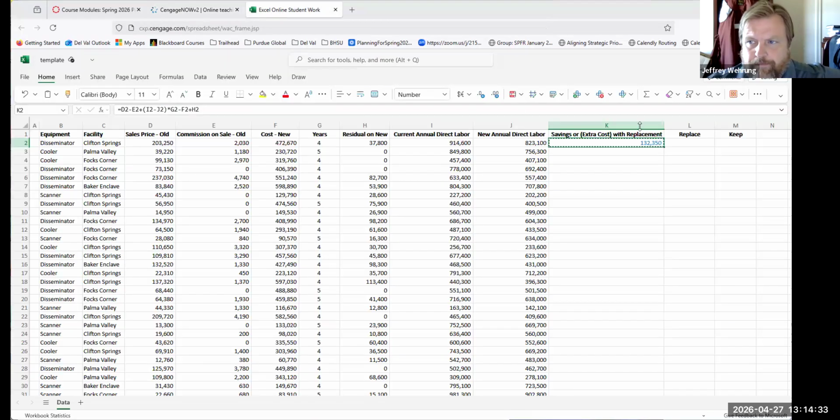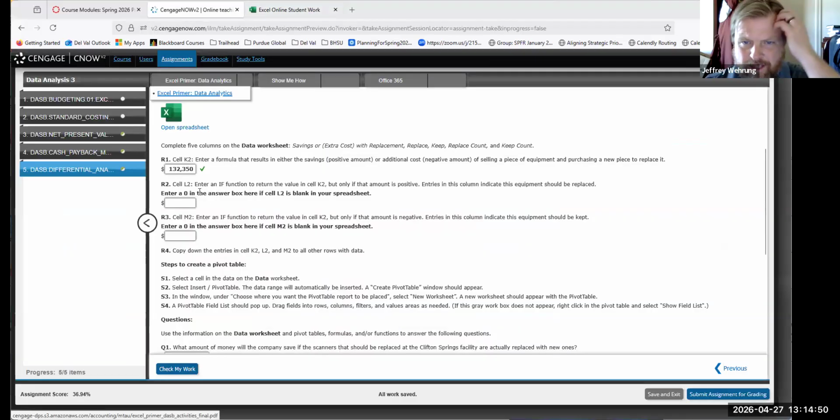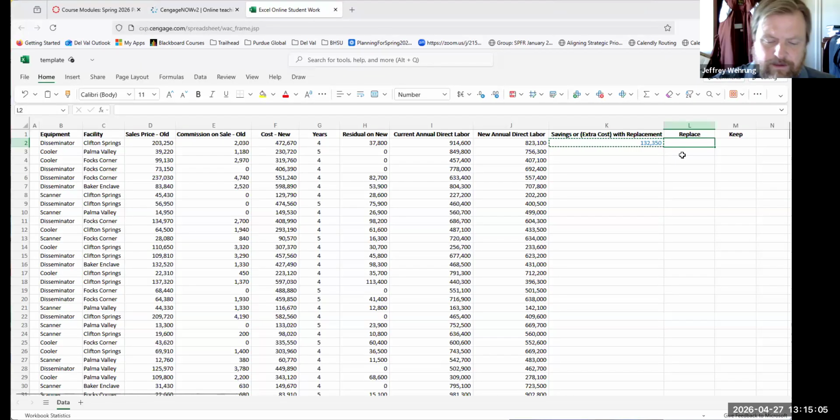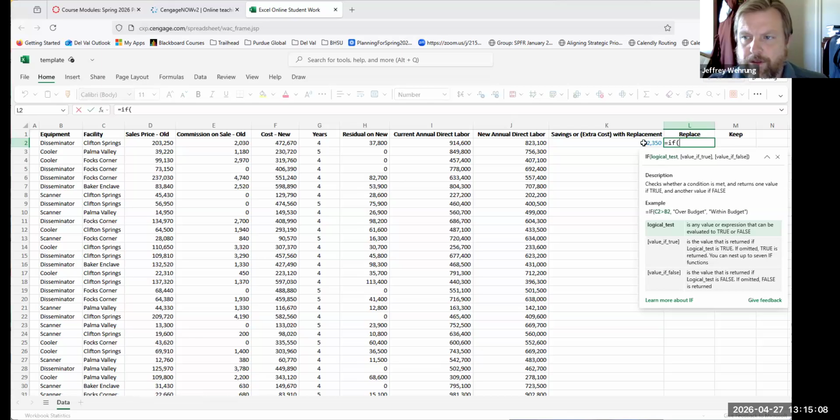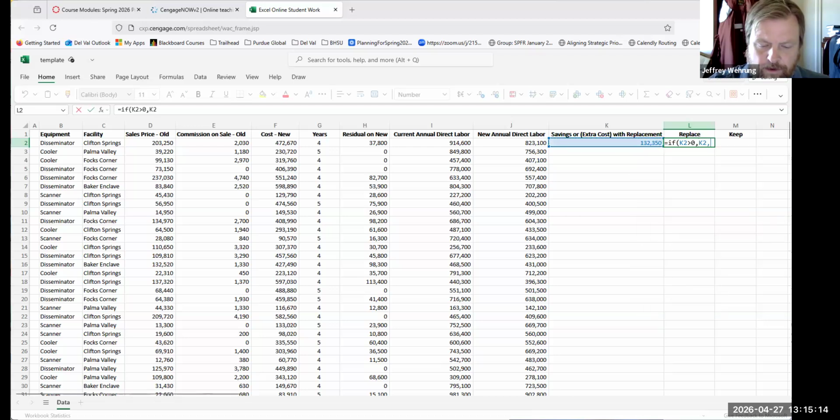There we go. Okay, cool. So now, this is ultimately what the savings would be in terms of cash. Again, in real life, we'd probably be looking at some time value of money at play here as well, not just on a cash basis. So okay, replace versus keep. What are they asking? Okay, enter an IF function to return the value in K2, but only if that amount is positive. Entries in the column indicate should be replaced. Okay, so if we're going to replace it, so equals IF this is greater than 0, then we want that number. Otherwise, we're going to just return 0.